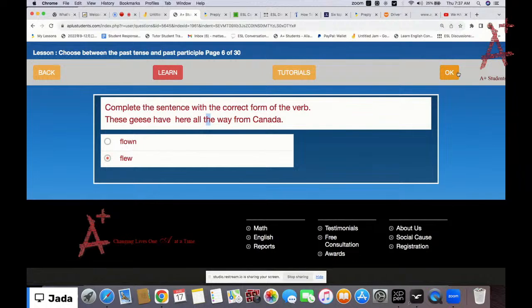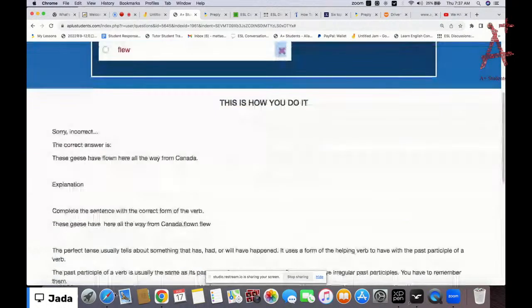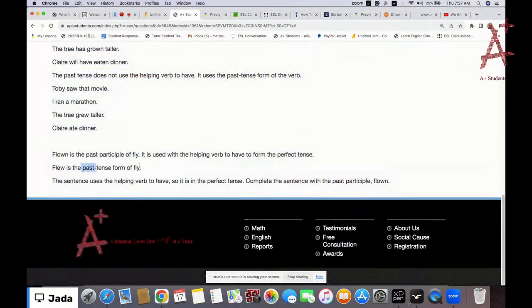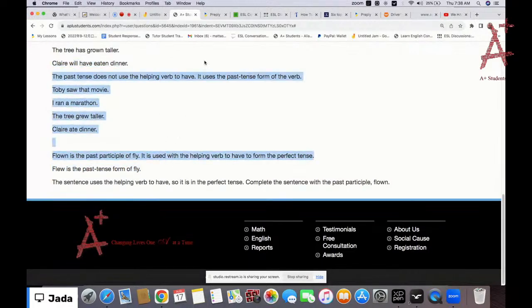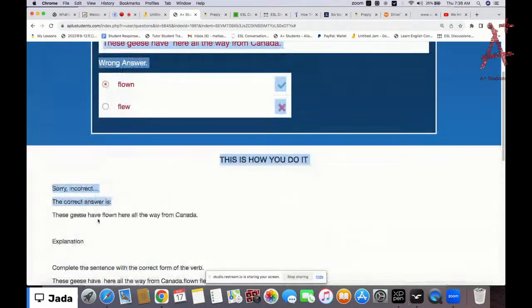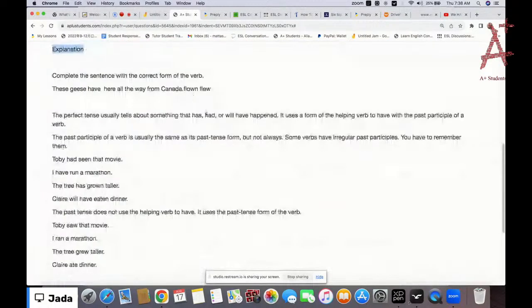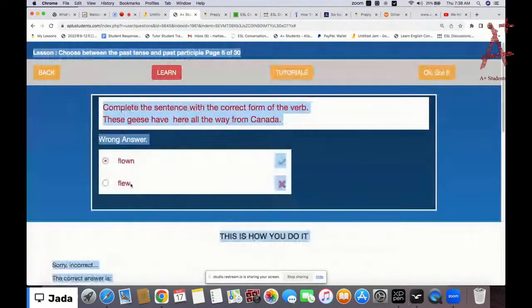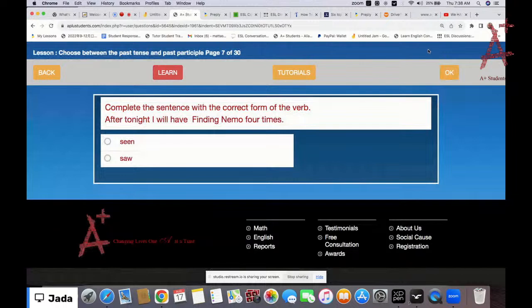Flew. Okay. Let's see. So now flew is wrong. So why is flew wrong? Flew is the past tense of fly. So you all take note that flew is the past tense of fly, but flown is the past participle. And in this sentence, it uses the to have verb. Look at it. These geese have. Because of the have here, it uses the to have verb. So it is the past participle that's the correct answer and not the past tense. Okay, so let's get it. And then next one.